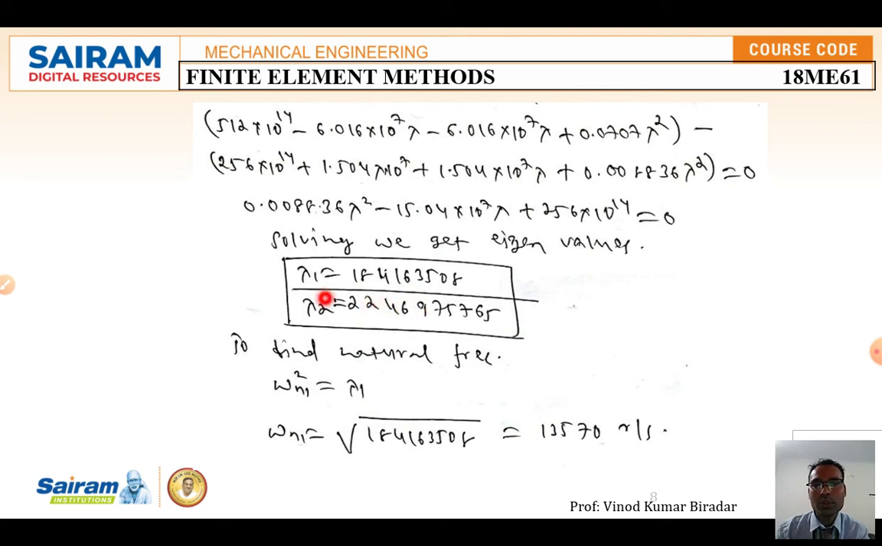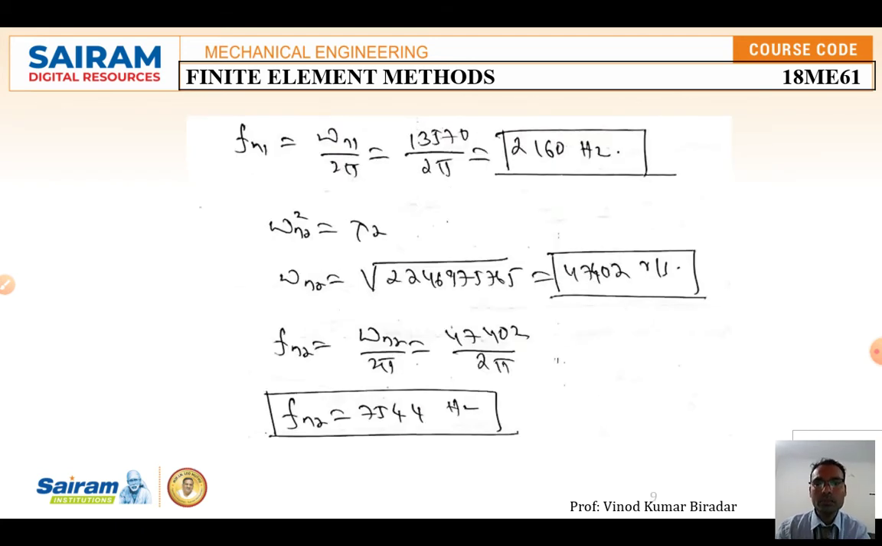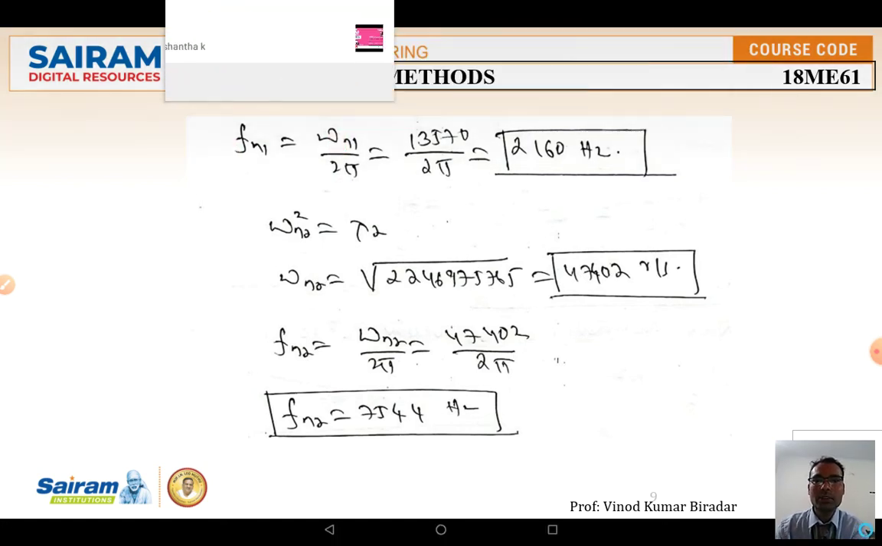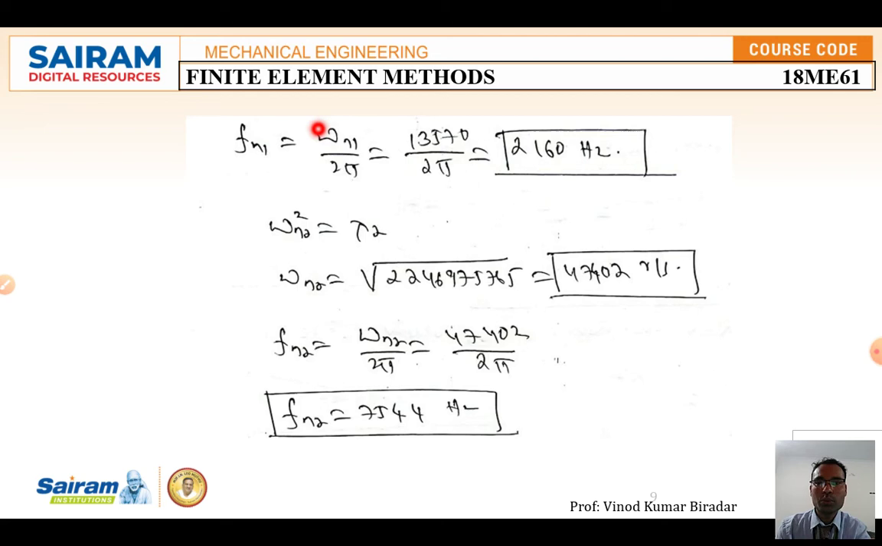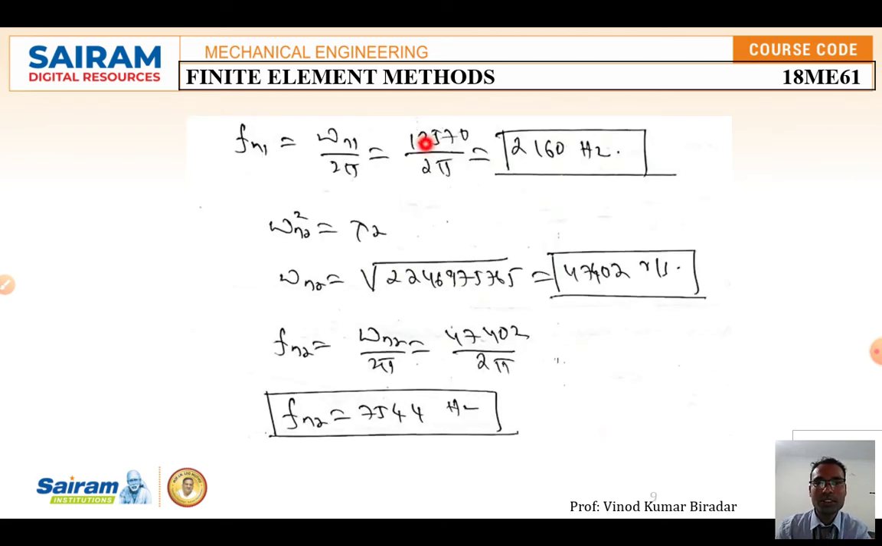Now after calculating lambda 1 and lambda 2, find the natural frequency. We have the formula omega n square is equal to lambda 1. Once you substitute the lambda 1 value, omega n is equal to this, in radian per second, 135. For the natural frequency, omega n1 is equal to 2 pi f. Substitute the value you calculated here. So the natural frequency for the first mode is 2160 hertz. The unit for the frequency is hertz.